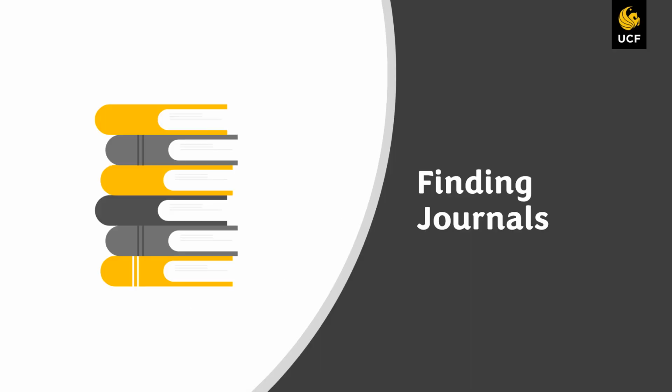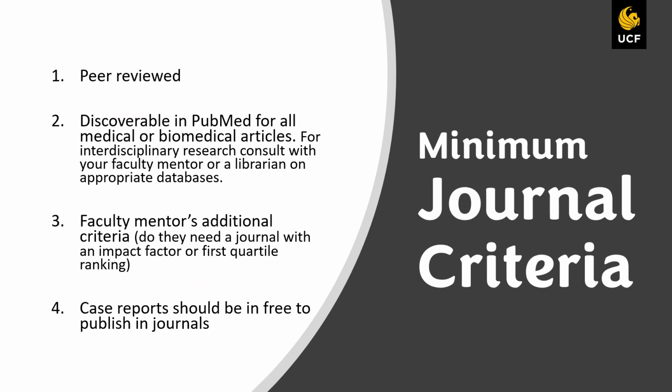Now let's discuss how to find journals that accept case reports. First, you'll want to create a list of your criteria for journals you're considering. The following minimum requirements are recommended. The journal should be peer-reviewed, discoverable or indexed in PubMed, and should have a model that allows authors to publish for free. Add to the list any additional criteria you or your faculty mentor have.